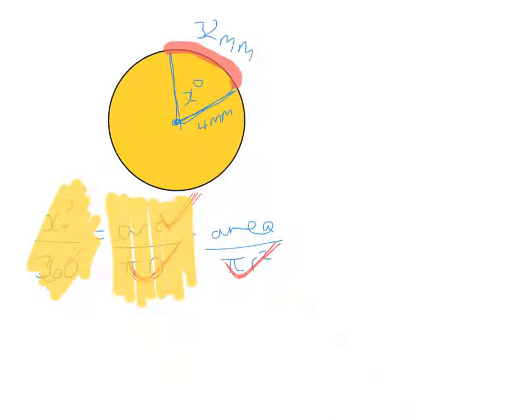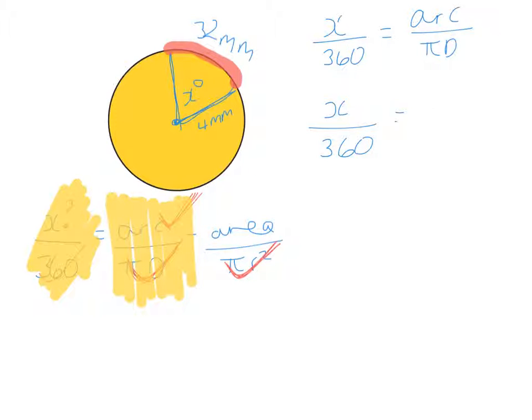So what I'm going to do to start off with is write down the two ratios that I am using. So it's going to be x over 360 equals the arc over pi d. So x is what I'm looking for. So it's x over 360. The arc length tells me is 32. And then at the bottom, pi d, that's going to be pi times 8.